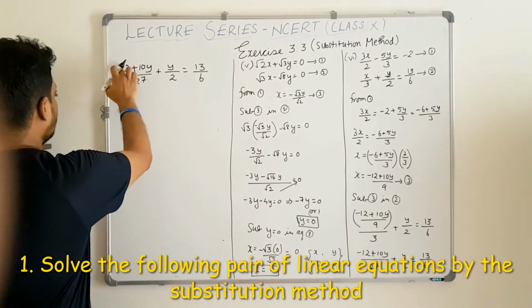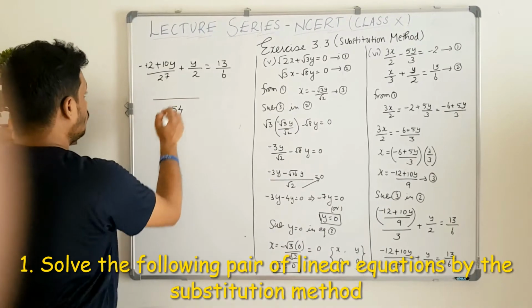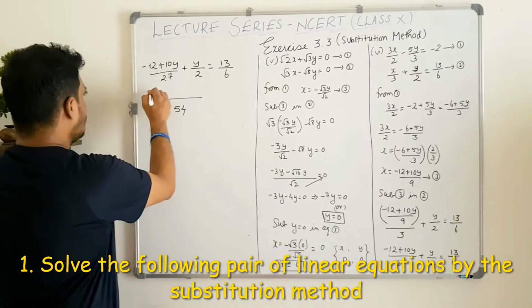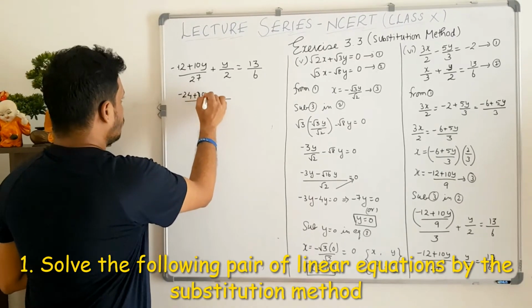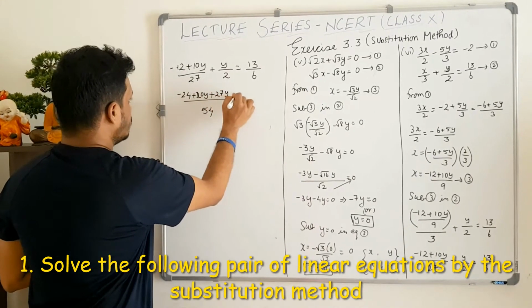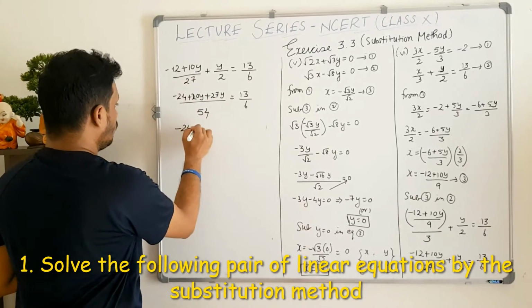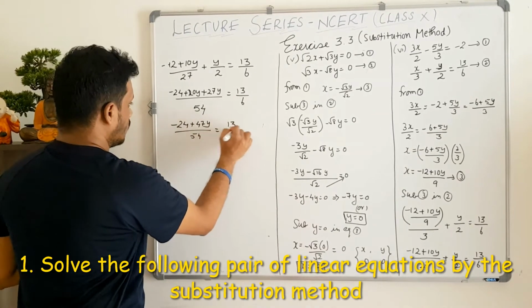So the next step that we will be doing is taking LCM. The LCM for this would be 54, for 27 and 2. So this entire equation gets multiplied with 2 and this y gets multiplied with 27. So I get minus 24 plus 20y plus 27y is equal to 13 by 6. So if I combine like terms, I'll get minus 24 plus 47y by 54 is equal to 13 by 6.